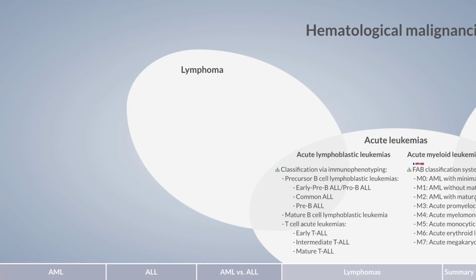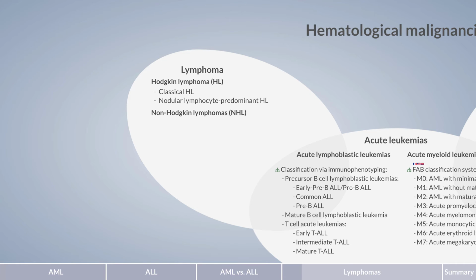Lymphomas are classified into Hodgkin lymphoma and the non-Hodgkin lymphomas. Hodgkin lymphoma was first described in 1832 by the English physician Thomas Hodgkin. In classical Hodgkin lymphoma, a hallmark histological feature are Hodgkin and Reed-Sternberg cells. A much less common form of Hodgkin lymphoma is the nodular lymphocyte-predominant Hodgkin lymphoma, abbreviated as NLPHL, which accounts for only 5% of all Hodgkin lymphomas.